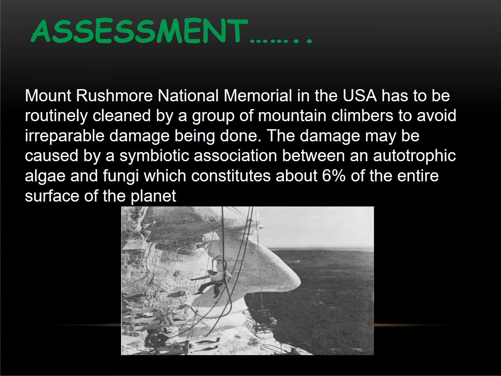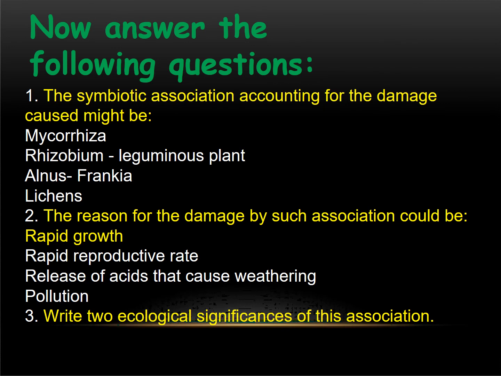Mount Rushmore National Memorial in the USA has to be routinely cleaned by a group of mountain climbers to avoid irreparable damage being done. The damage may be caused by a symbiotic association between an autotrophic algae and a fungus, which constitutes about 6% of the entire surface of the planet. Now children, you need to answer the questions that follow. Question number 1: the symbiotic association accounting for the damage caused might be, the four options are given: mycorrhiza, rhizobium leguminous plant, Alnus Frankia, lichens.